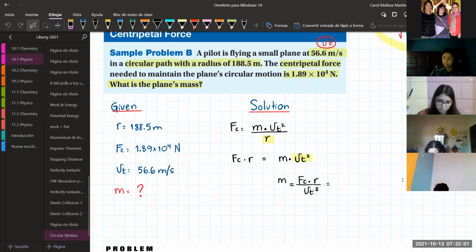Fc, which is 1.89 times 10 to the fourth power Newton, times the radius, 188.5 meters, divided by Vt to the second power, which is 56.6 meters over second to the second power.